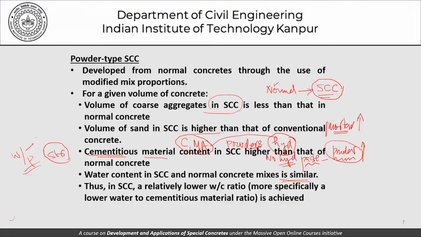Thus, in self-compacting concrete, a relatively low water to cement ratio, more specifically a lower water to cementitious material ratio, and actually more specifically we can talk in terms of a low water to powder ratio is achieved.